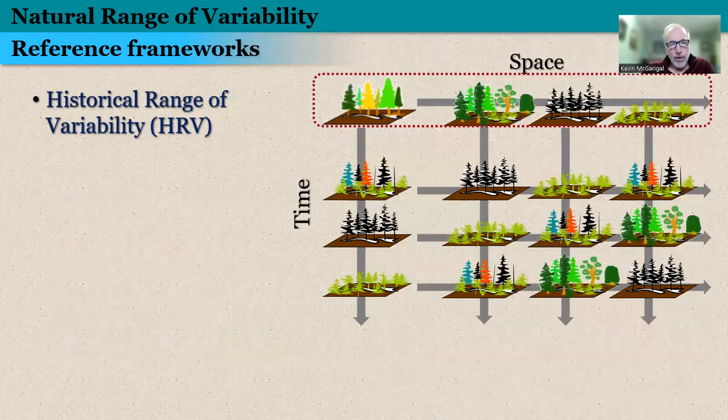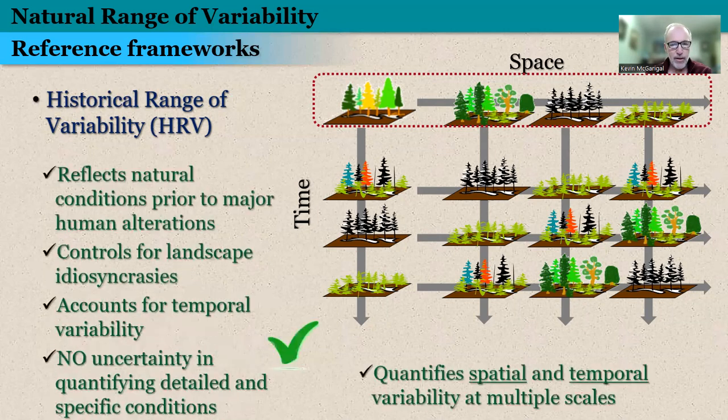Okay, the third reference framework approach is the historical range of variability, or HRV approach. For this approach, we actually take a site, or we take multiple sites across a landscape, so across space, and we simulate the variability at each of those scales over time. So in this approach, we're essentially capturing both spatial and temporal variability in each of the ecological attributes under consideration.